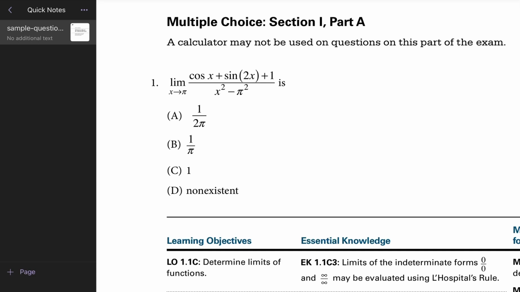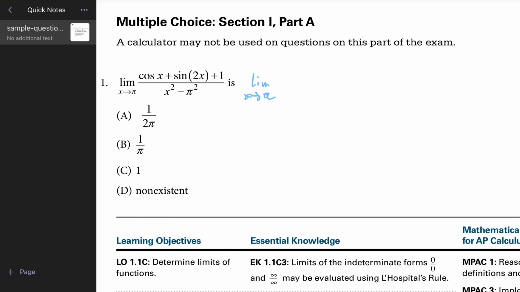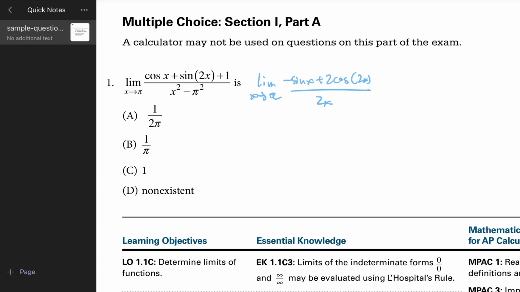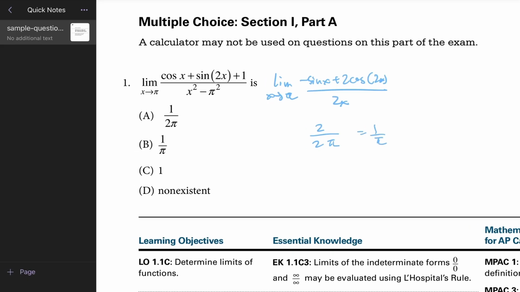Now, to use L'Hopital's rule, we need to take the derivative of the numerator and the denominator. So we take the limit as x approaches pi of the derivative of the numerator, which is negative sine x plus 2 cosine of 2x using the chain rule, divided by 2x. Now we can substitute pi without worrying about division by 0 issues. Negative sine of pi is 0. 2 times the cosine of 2 pi is 2. Divided by 2 pi is going to equal 1 over pi. And our answer is B.